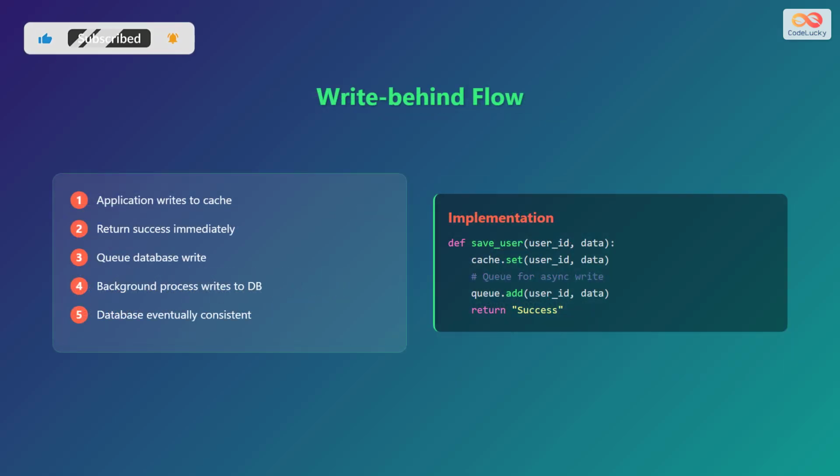In the write behind strategy, when the application writes data, it writes to the cache and immediately returns a success message. A background process then queues the database write and eventually writes the data to the database. Here is a code sample. A function called saveUser accepts user ID and data, sets the data in the cache, adds the data to the queue for asynchronous writing, and returns a success message.